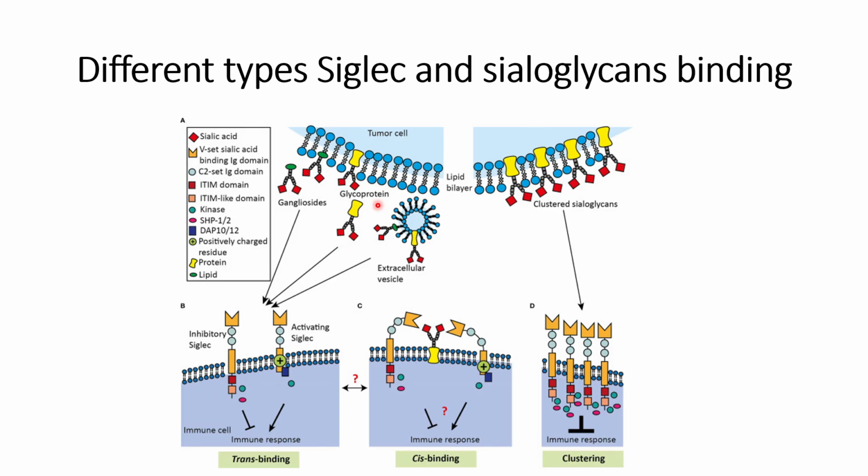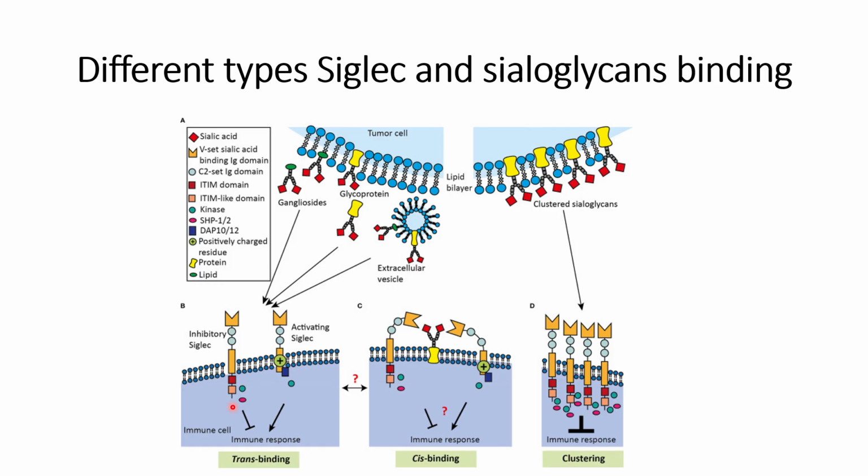So these interactions can be in three different major forms: either in the soluble form, or on the cell surface, or in the form of extracellular vesicles. Now let's start with these different types of Siglec and Sialoglycan interactions. First one is trans-binding.